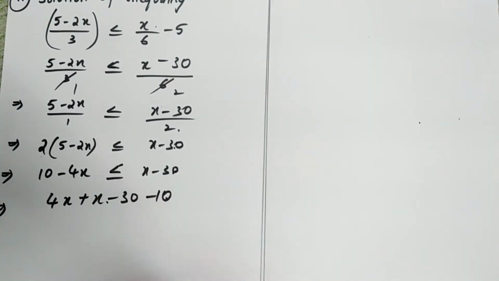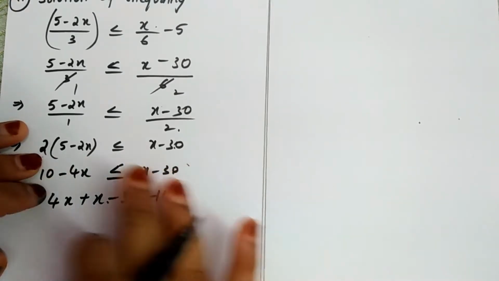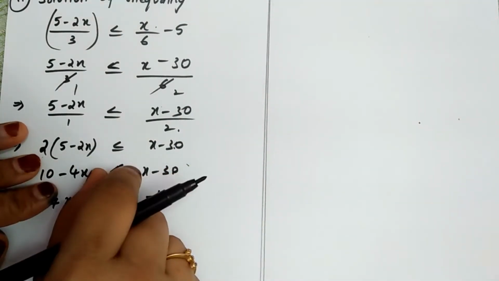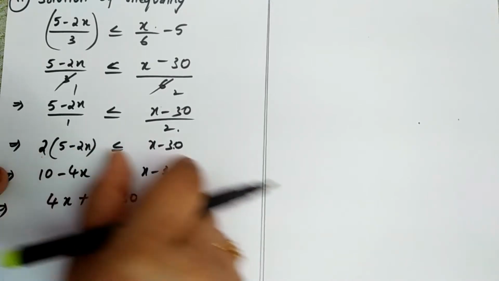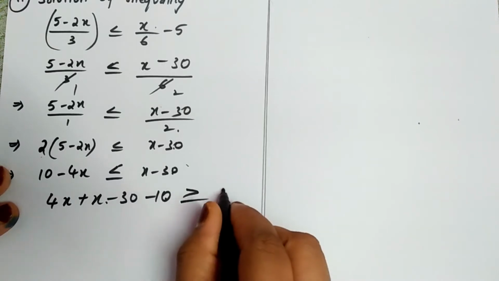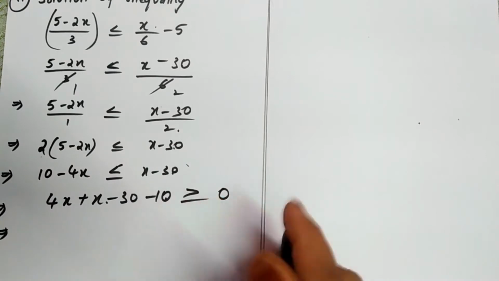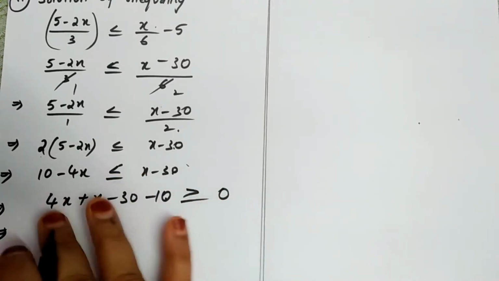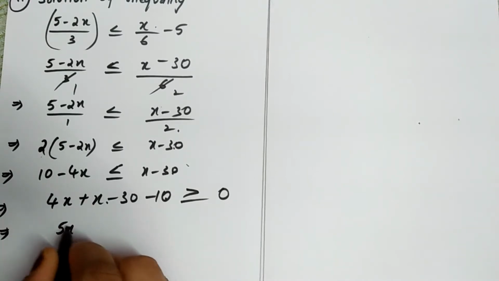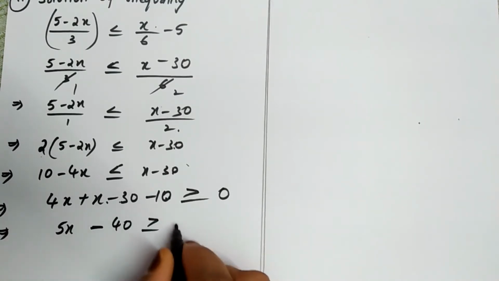And the main point arises here. When we kept this on one side, there was no problem with the sign. But we have taken all this to the other side, so this equation becomes greater than or equal to 0. Are you getting my point here? It's not less than or equal to anymore. Now let's solve. 4x plus x is 5x, minus 30 minus 10 is minus 40, which is greater than or equal to 0.